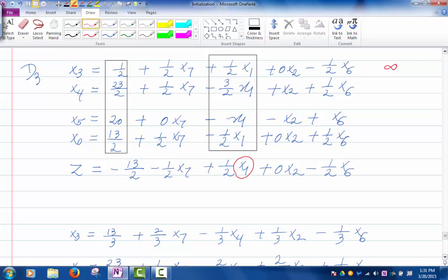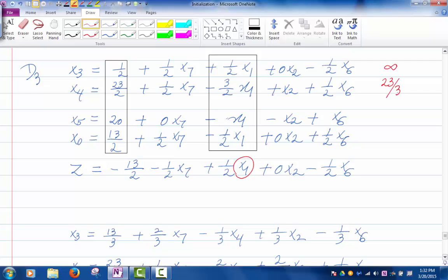Now from the second row, how large can you pick x1 without making x4 negative? It will be 23 half over 3 half, right? So what is that? 23 over 3. You agree with that?